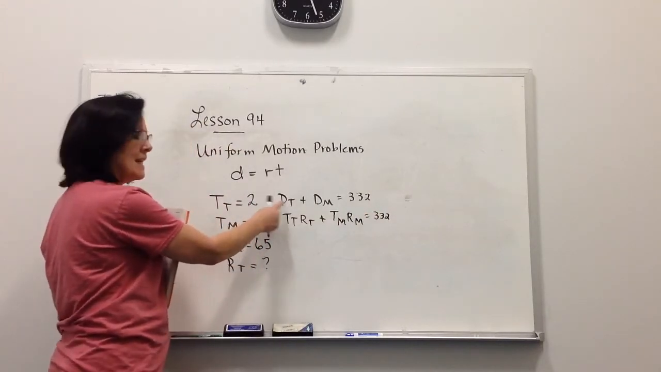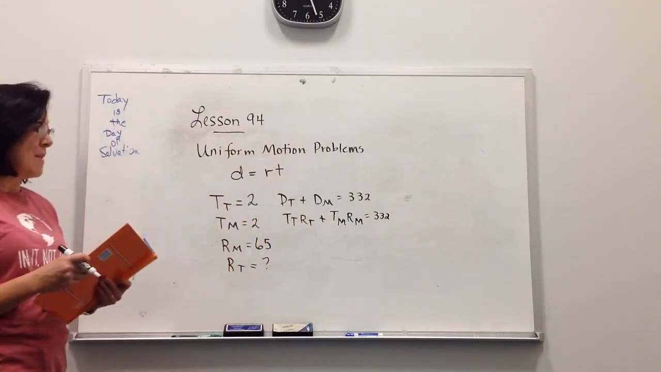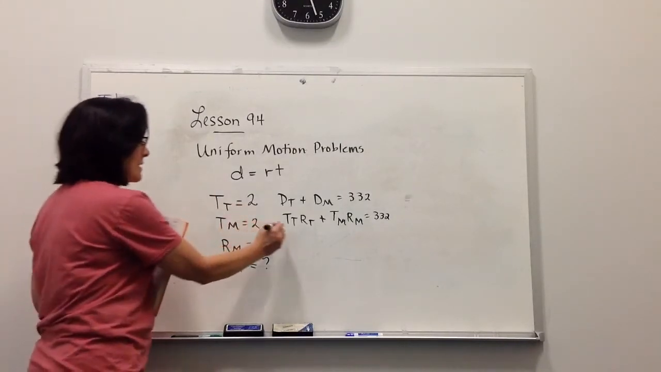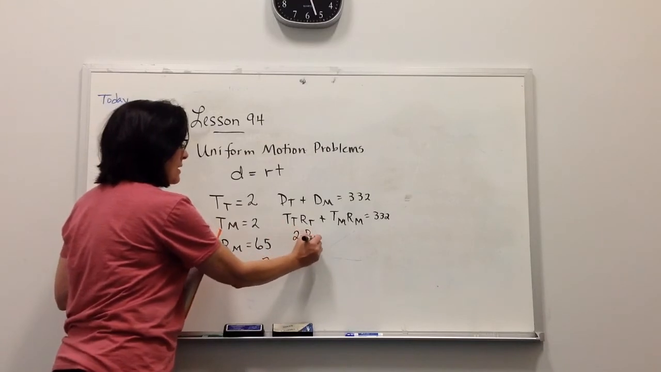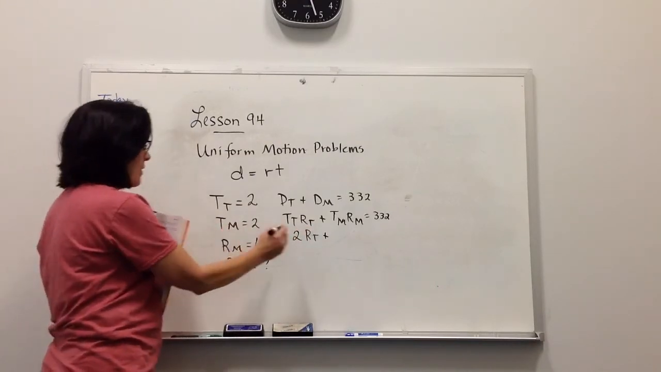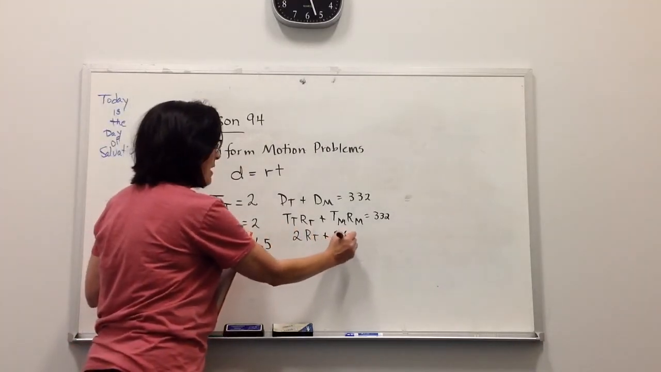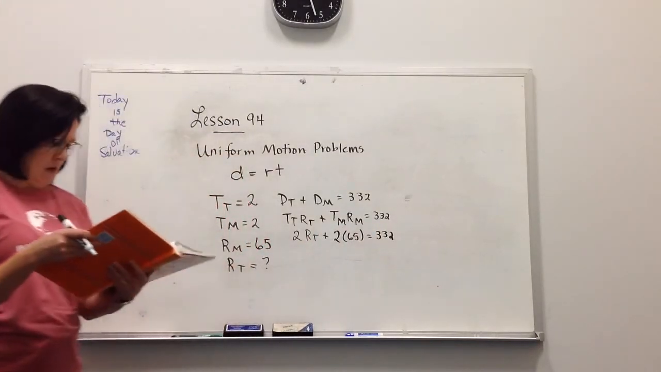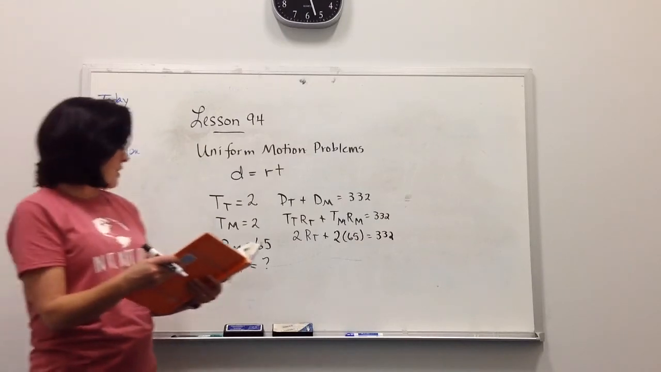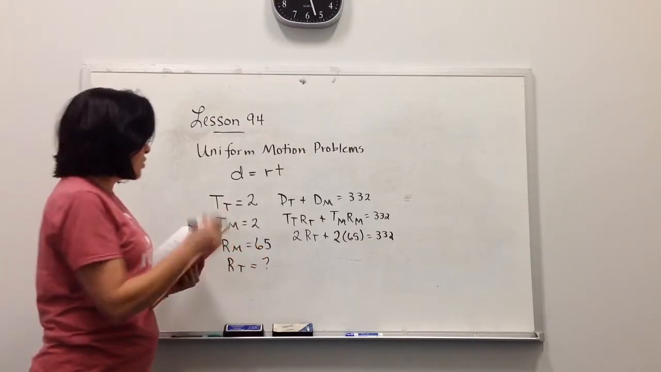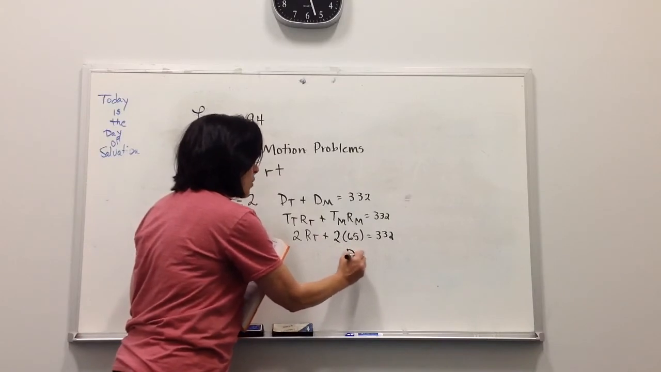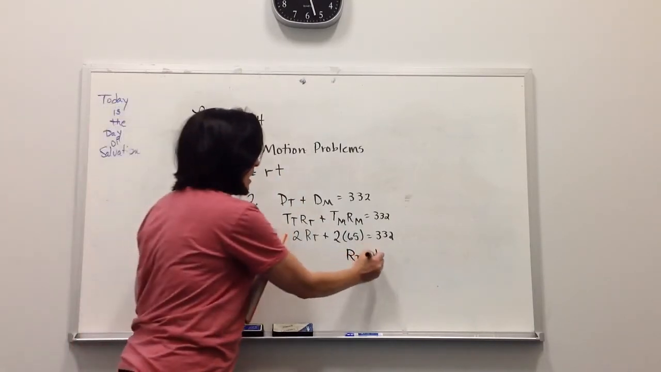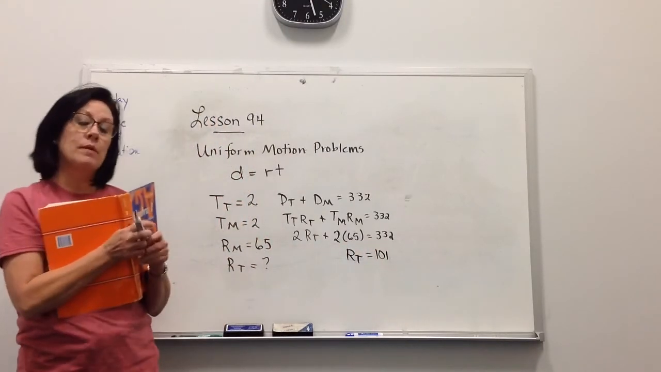We've just replaced D with time times rate right there. Now we can go in and substitute. We don't know RT, so that stays. We know that TM is 2 and that RM is 65. And then we have an equation that we can solve. If we solve this equation correctly, we should end up with the rate that the first train that leaves Toledo travels at, which would be 101 kilometers per hour.